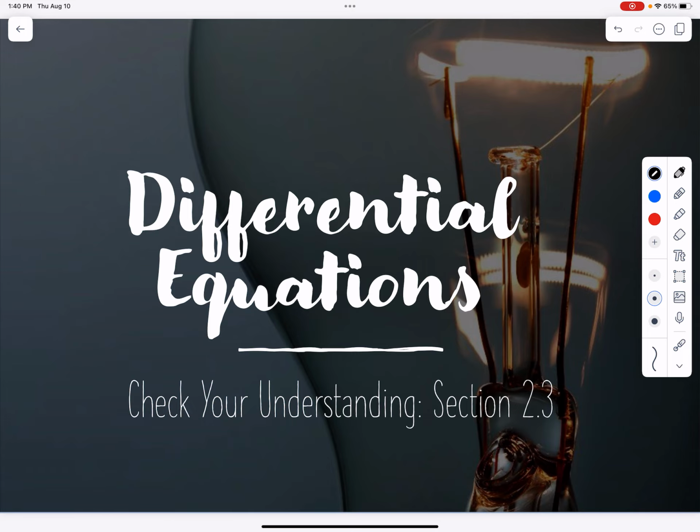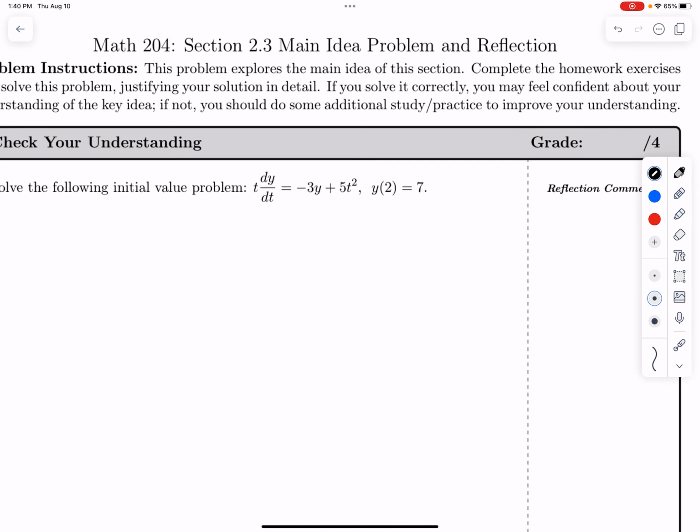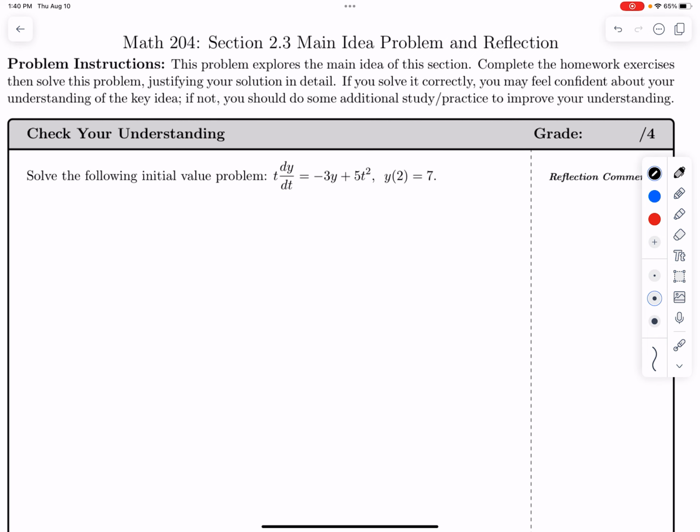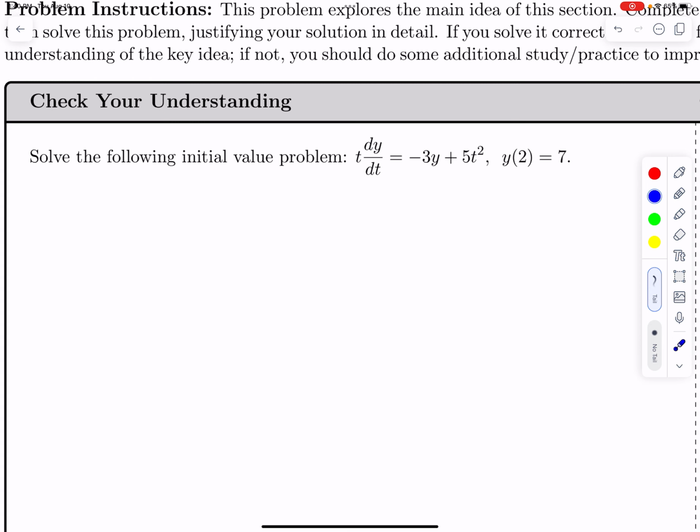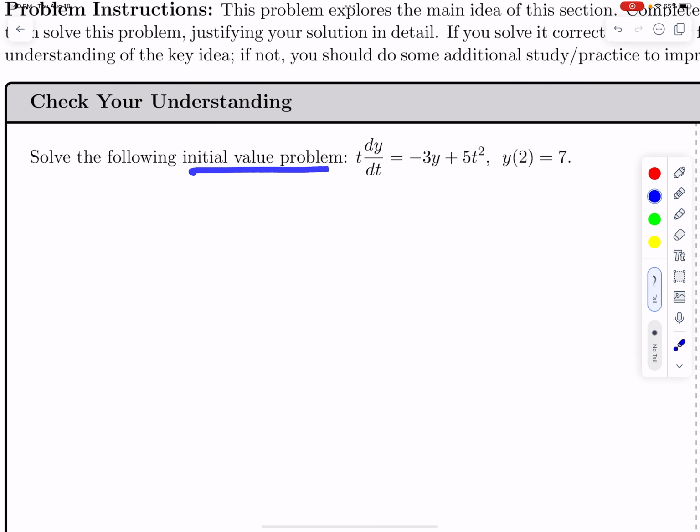We're looking at section 2.3, which is on solving linear differential equations. So we've got a linear differential equation right here, first order, linear first order. And in this case, they've given us an initial value problem. So at the end, we will have to solve that initial condition to give us a particular solution, not just the general solution.